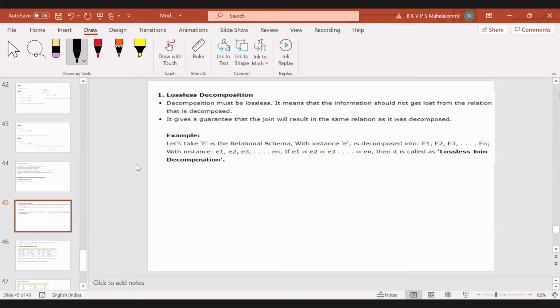Okay, we'll do the example. I'll give you the example. Now we have to tell whether the given relation is in second normal form or not. Okay, we'll solve the problems. Let me stop sharing this.